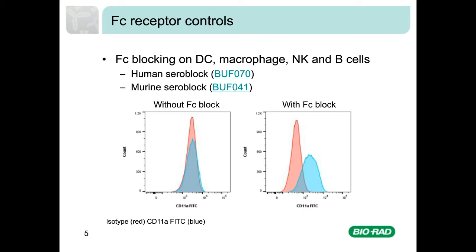As can be seen in the overlaid histogram, THP1 cells, a human monocytic cell line, which has Fc receptors, were stained with CD11a FITC. Without an Fc block, there is no apparent difference between the isotype control in red and the CD11a antibody in blue. However, when an Fc block is added, there is a clear difference between the isotype control and the CD11a antibody.